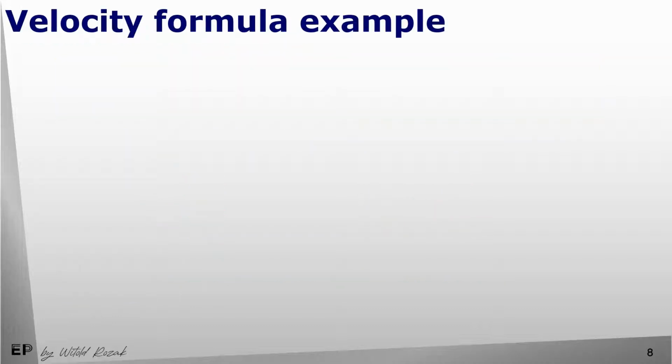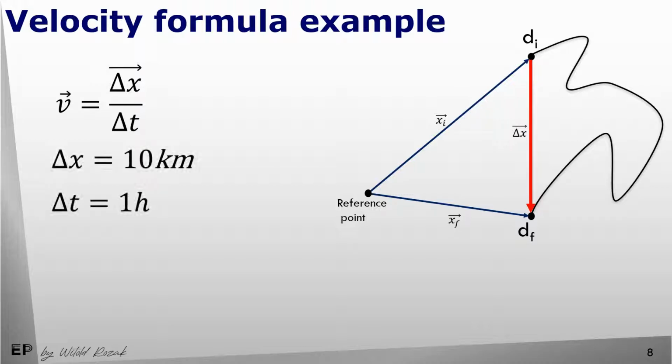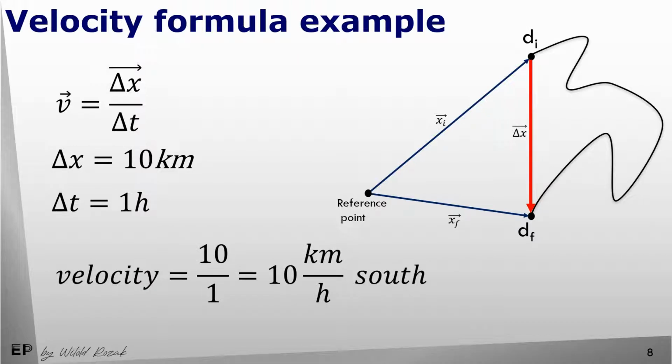Let's have a quick look at how the velocity formula can be applied. This diagram once again shows the situation we have discussed at the beginning of this video. To calculate the velocity, we have to divide the displacement by the time. Let's just assume that the displacement in this case was 10 kilometers and that the object took 1 hour to get from the initial to the final position. Velocity is just 10 divided by 1, which is 10 kilometers per hour. To fully describe the velocity, we should say that the velocity is 10 kilometers per hour south.